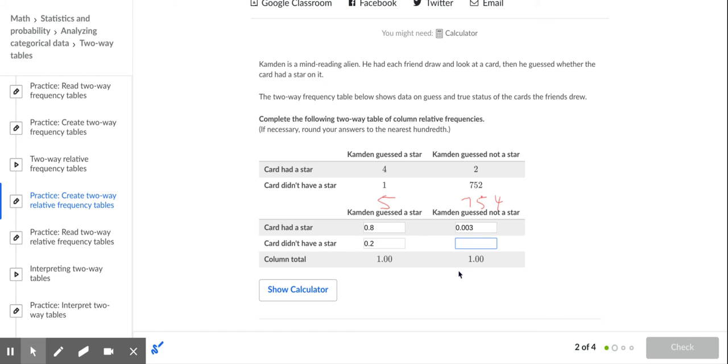0.997, which is really just 1. Don't like this. I'm going to see what Khan Academy says. It's probably going to get mad at me because I'm not following instructions. But I'm really curious to see what Khan Academy says. Oh, it liked it.